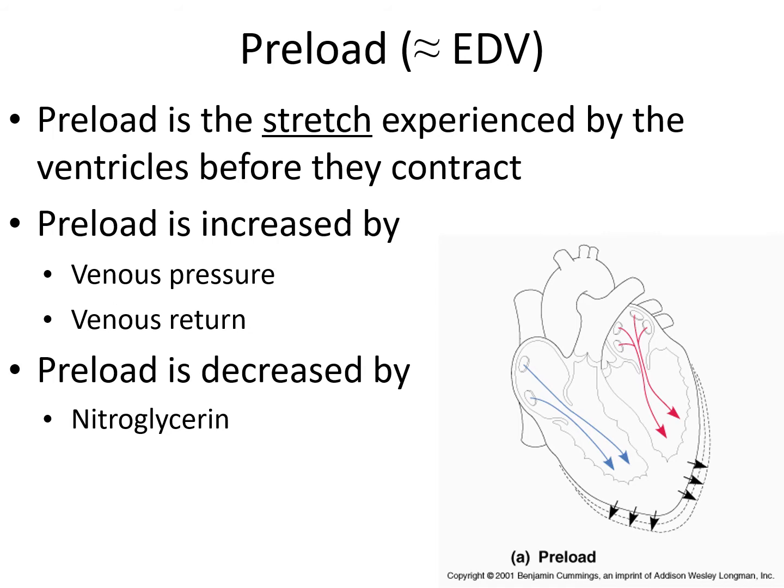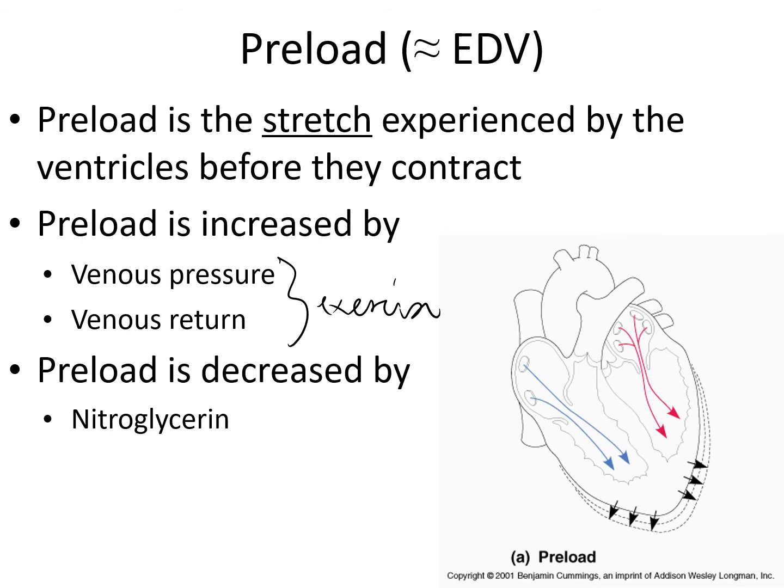So we expect to see preload increased by venous return and venous pressure. Those two things can occur with exercise. So if you're putting more blood back into the heart and those walls stretch, that's how we can cause the heart to hypertrophy or enlarge in size during exercise.